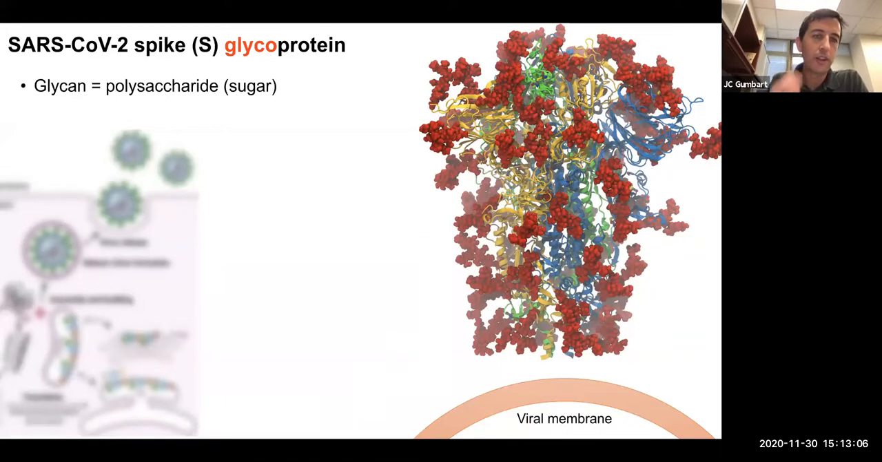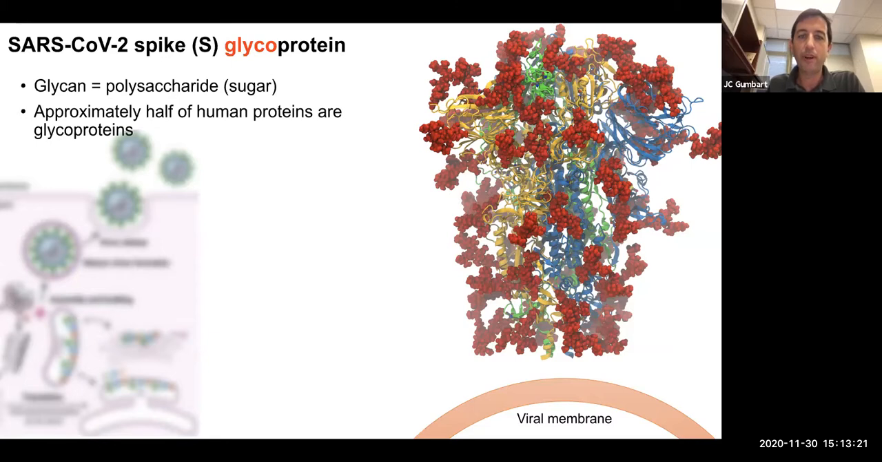So the glycan references a sugar. There are many polysaccharides dotting the surface of this protein, and it's not just a viral property. It's actually a property of many human proteins as well. About half of them are glycoproteins. So it's something that, at least in my experience, we didn't pay as much attention to as we maybe should have in modeling the behavior of proteins.